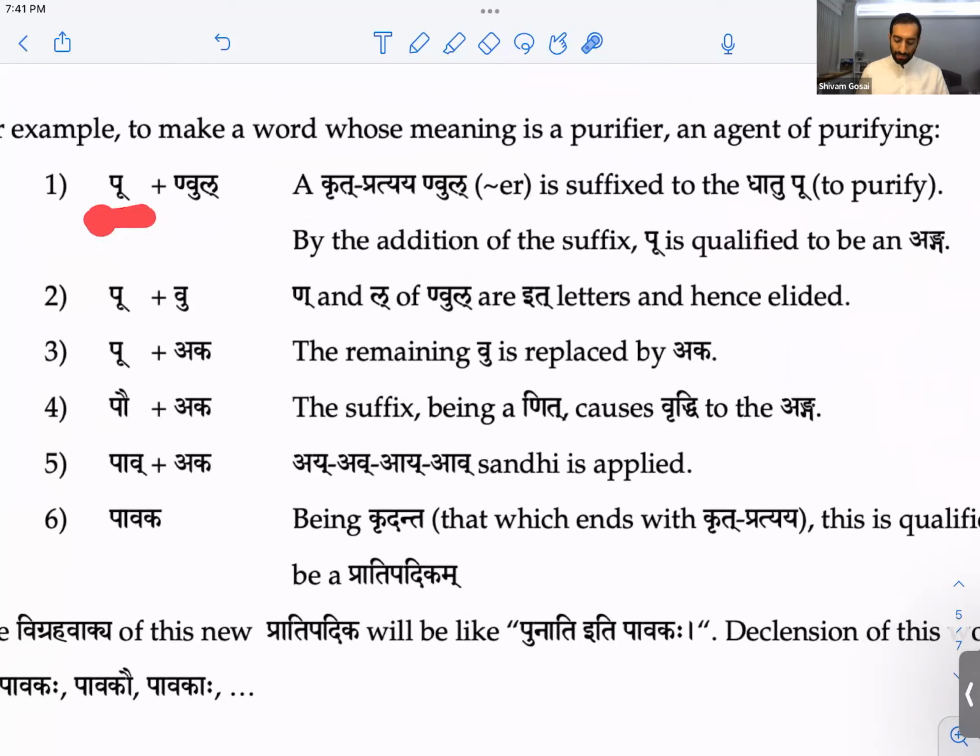So if I have pu dhatu, which means to purify, and I'm adding nvul. So nvul is a suffix to dhatu pu, to purify. By the addition of the suffix, pu is qualified to be an anga.